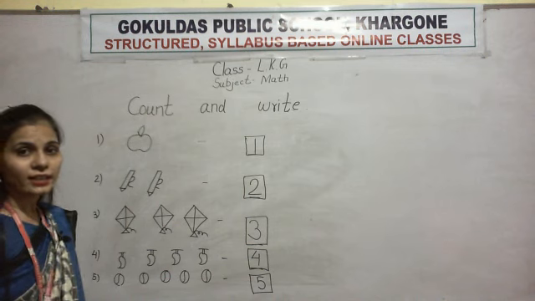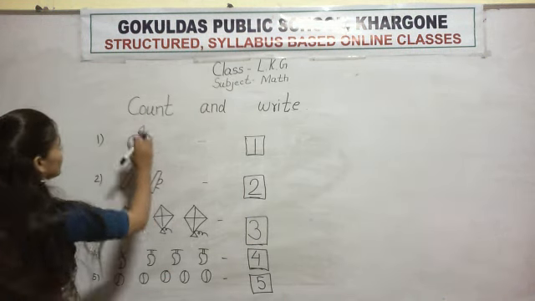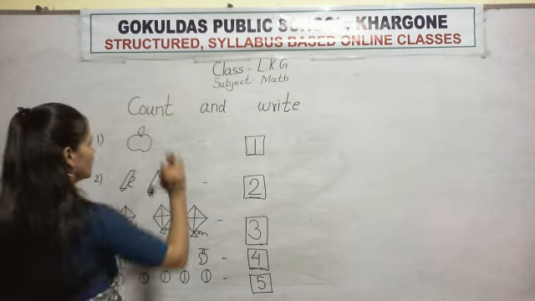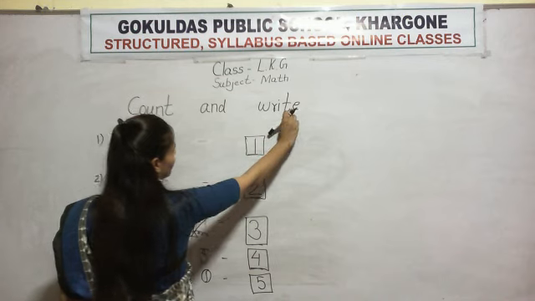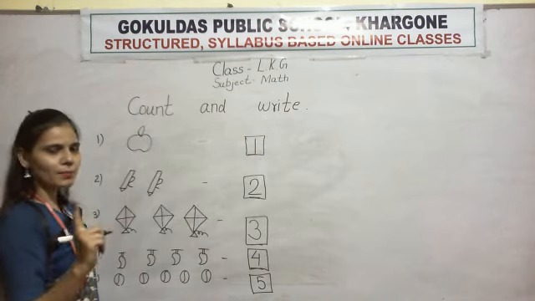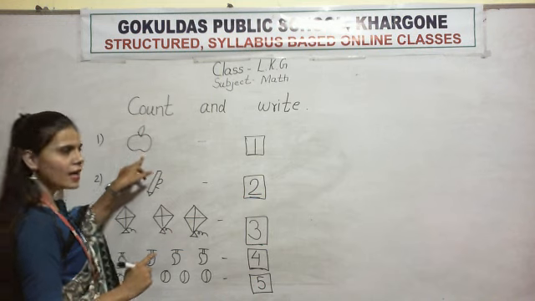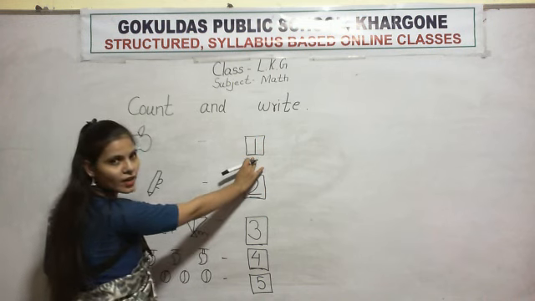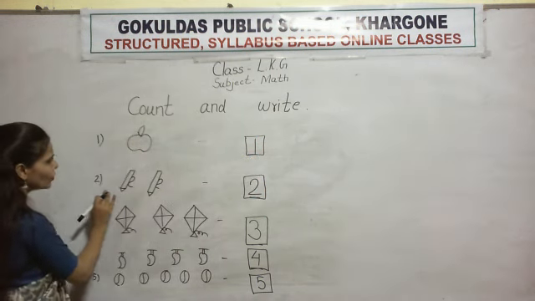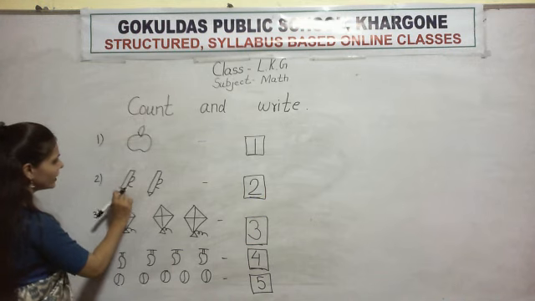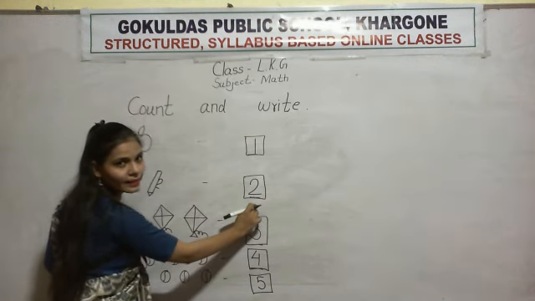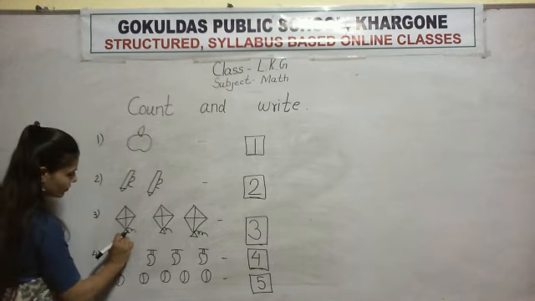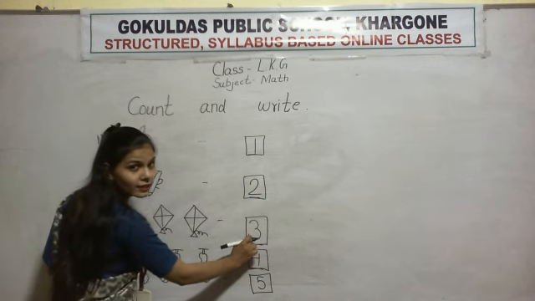Okay, now let's check your answers. Okay. The question is count and write. You write in your notebook the heading, right? Count and write. Okay, full stop. Write number 1. Make an apple and count it. Only 1 apple. So here we write number 1. Example number 2. How many pens? 1, 2. So here we write number 2. Question number 3. How many kites? 1, 2, 3. So here we write number 3.